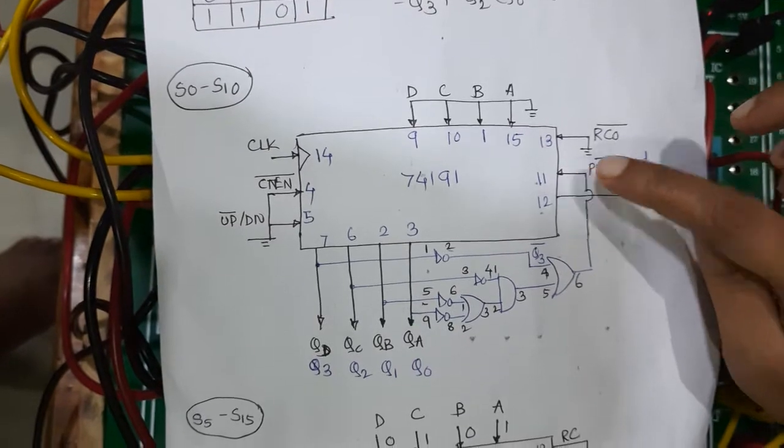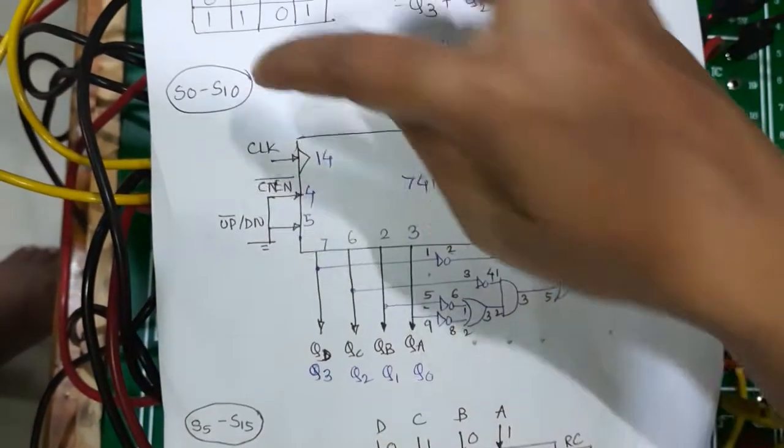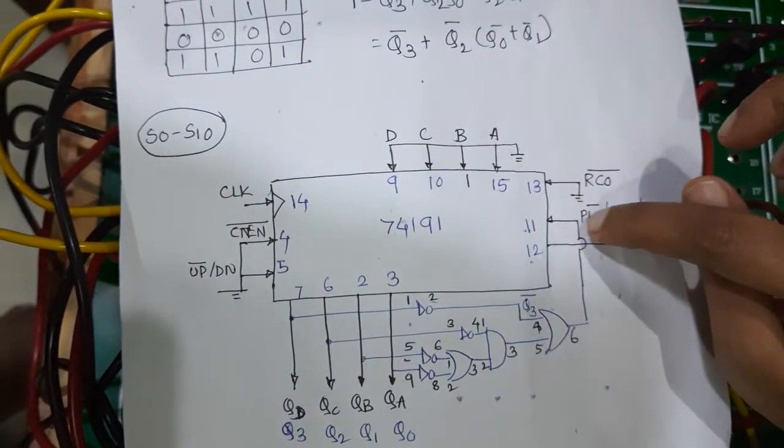And that is connected to PL bar. And suppose it is S0 to S10, and 11 is reached, automatically this particular thing should happen whenever a low comes on this load pin.